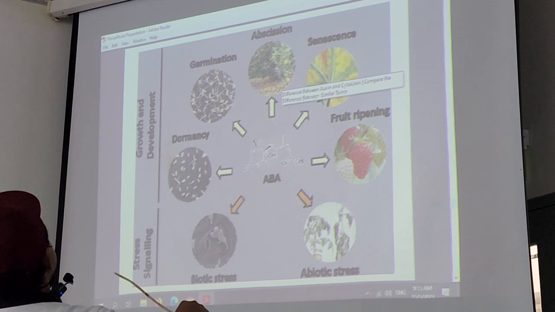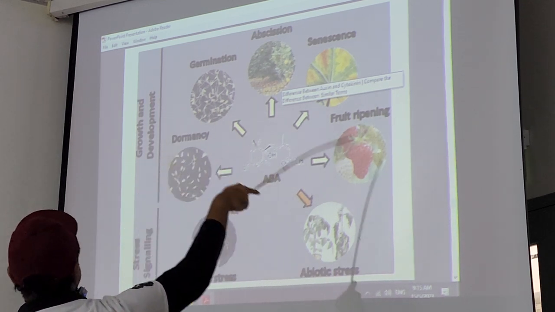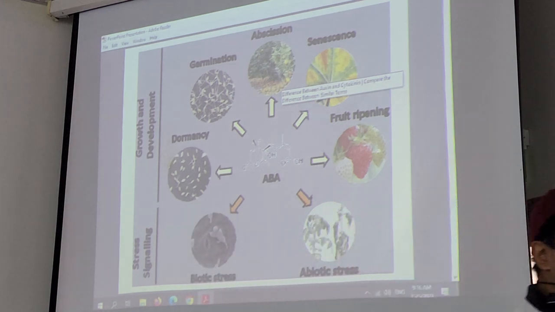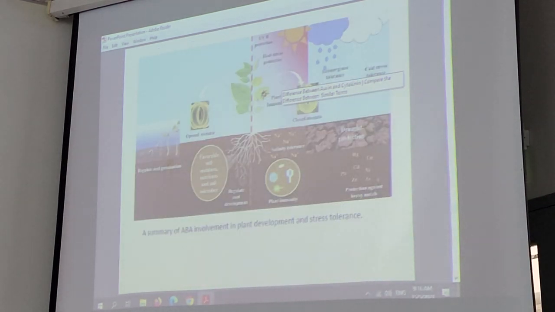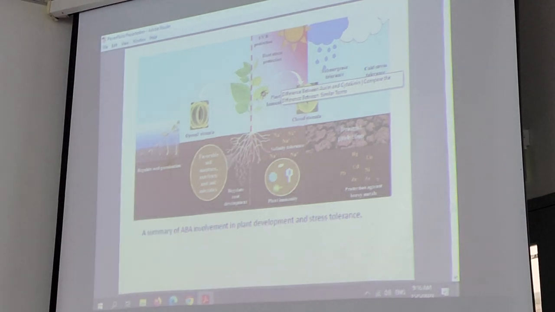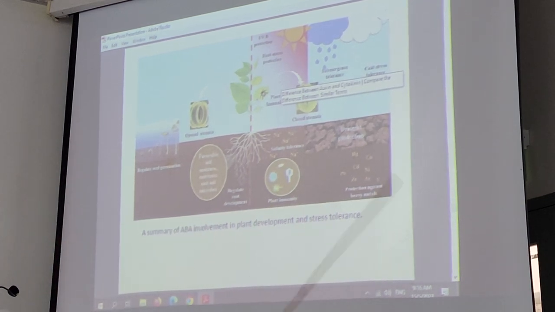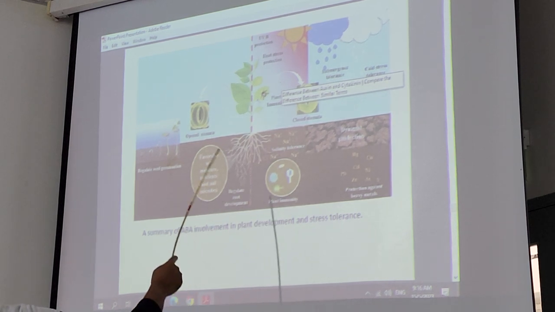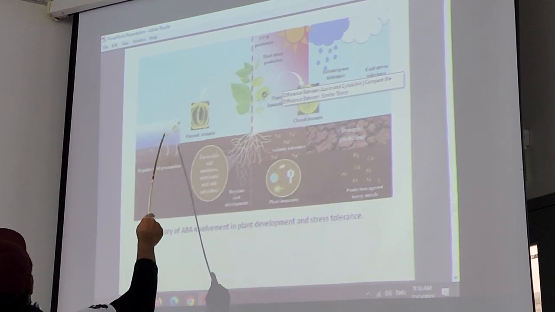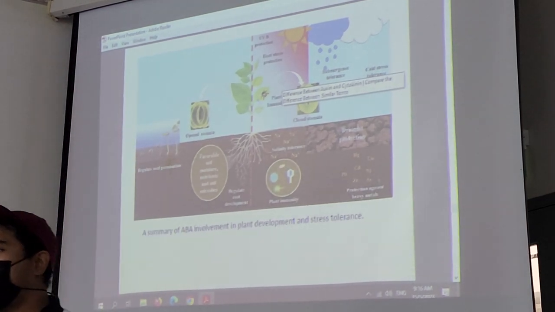Okay, so coming back to ABA. So various functions, okay. Do plants sleep? No. I like to ask that question actually before. Okay, two things happening for ABA involvement in plant development and stress tolerance. So for this side, you're dealing with seed germination, stomata. Remember seed germination just now? What was the hormone responsible?